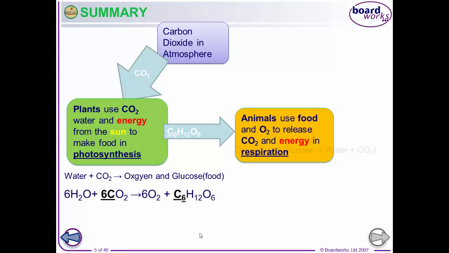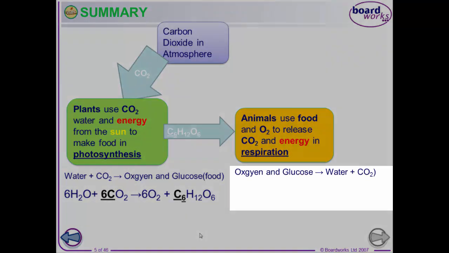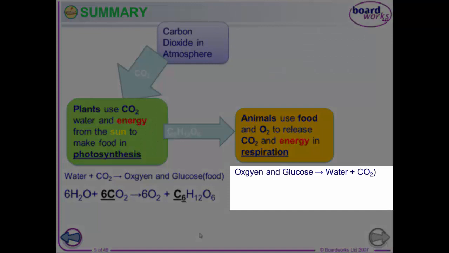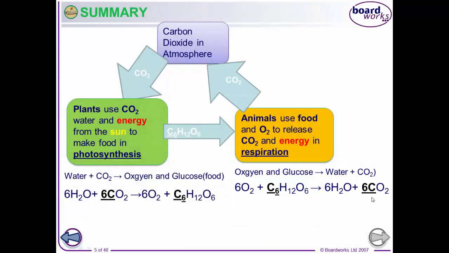This is respiration. And this is the equation, and it's basically the same as photosynthesis, but backwards. So the oxygen and the glucose we produce water and carbon dioxide, and this is the chemical equation. Notice the carbon from the glucose is turned into the carbon in the carbon dioxide. And that carbon dioxide goes back into the atmosphere. So this is the main part of the cycle.